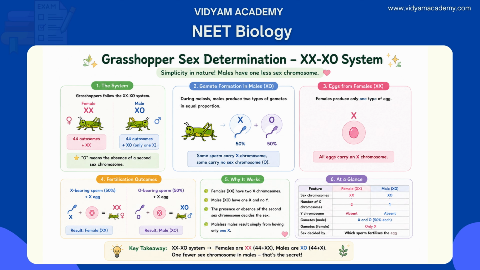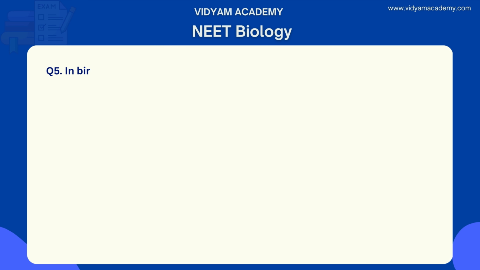When an X-bearing sperm fertilizes an X-bearing egg, the result is an XX female. When an O-bearing sperm fertilizes the egg, the result is an XO male. This differs from the human XX/XY system, where males have a Y chromosome. So in grasshoppers, there is no Y, and maleness results simply from having only one X. Next, let's move to question number 5.